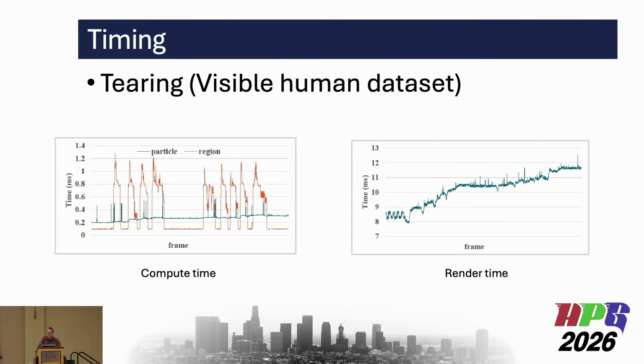Here's the performance of our tearing shader. The left plot is compute times. Spikes over 9 tearing operations are spread out in the region plot due to the redistancing shader that runs after tearing to restore the signed distance property of the splats. Render times on the right increase as the surface area of the model increases and more splats become visible.